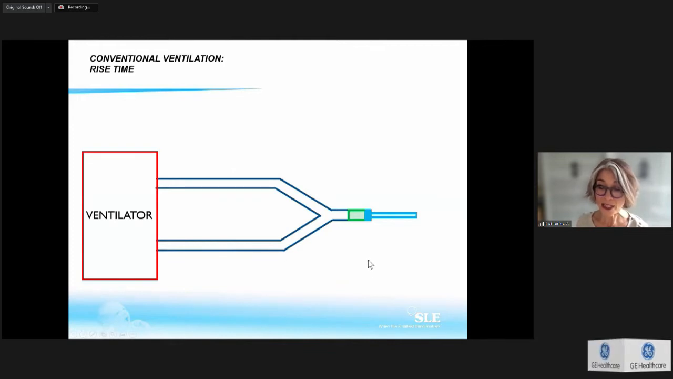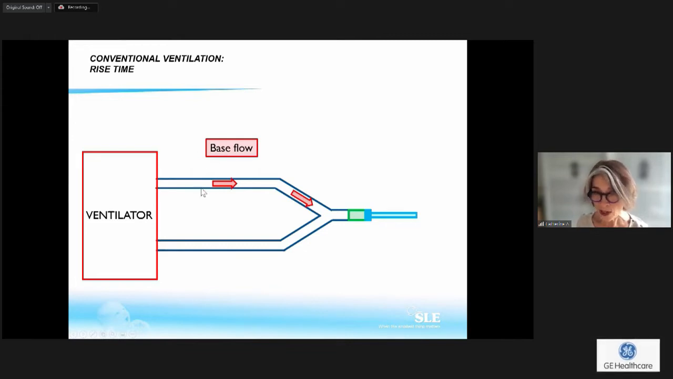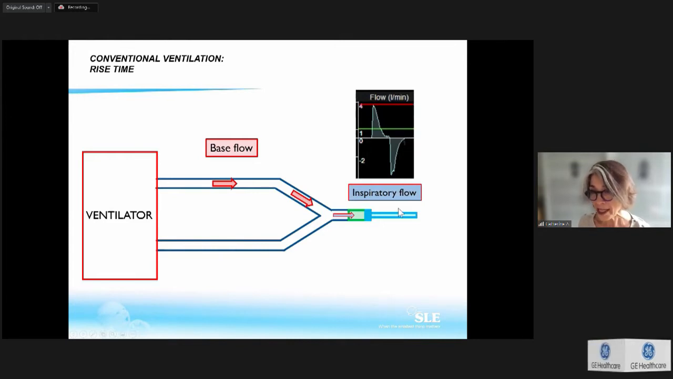You remember I told you that the time that you need to inflate your lung will depend also on the flow. We are quite often confused about how much flow we give to the patients. In the ventilator, you have two types of flow. You have one which is called the base flow. The base flow is a flow which is continuously circulating inside your ventilator. And you have another one, which is your inspiratory flow. The inspiratory flow is the one displayed on your ventilator when you look at the flow waveform.